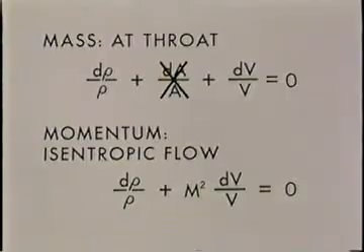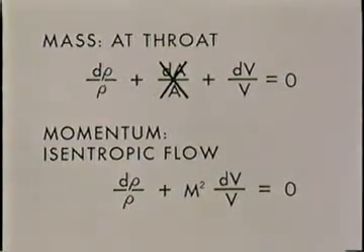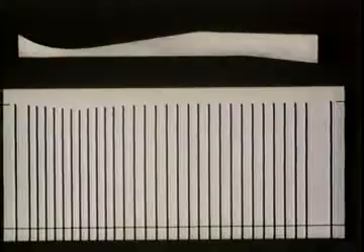Suppose that the Mach number at the throat is not equal to 1. Then the two equations can only be satisfied if dρ and dv are 0. The velocity, density, and pressure are constant near the throat and must be going through a maximum or a minimum there. The flow has a kind of local symmetry about the throat, as in this subsonic case.